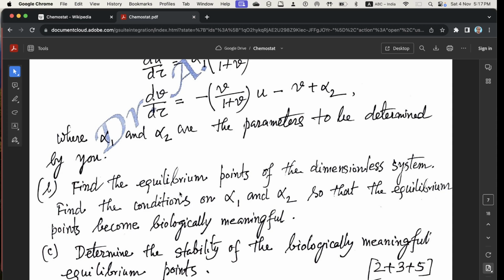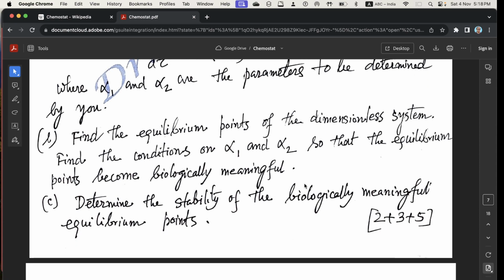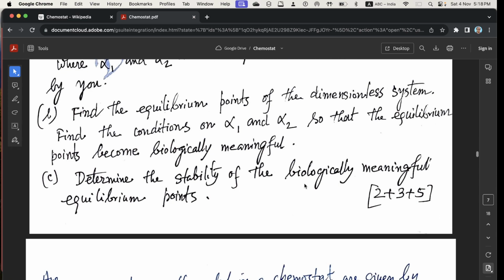And question B: find the equilibrium points of this dimensionless system. Find the conditions on alpha 1 and alpha 2 so that the equilibrium points become biologically meaningful. Determine the stability of the biologically meaningful equilibrium points.